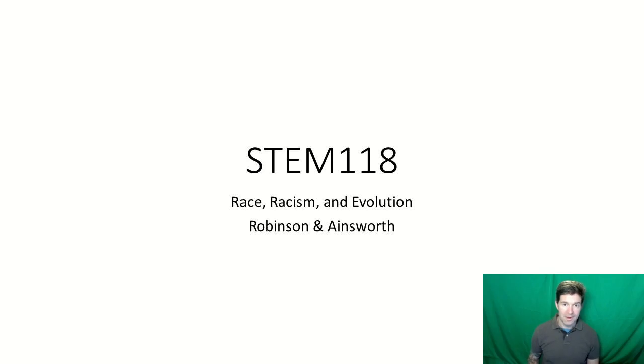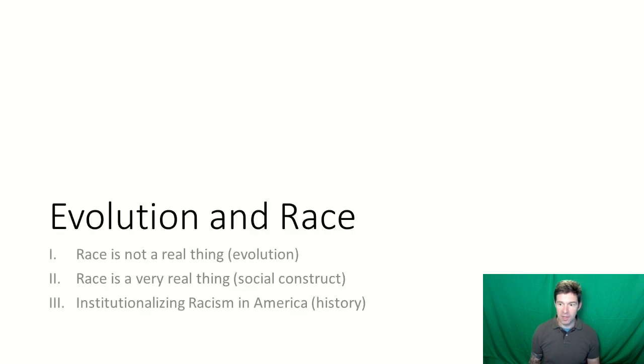All right. Welcome to our next topic in STEM 118. We're going to talk about race and evolution. And to do that, we're going to break this topic down into three short videos. The first talks about evolution and race as not a biological thing, right? So when we really get down to the genetic level, there's no such thing as race.